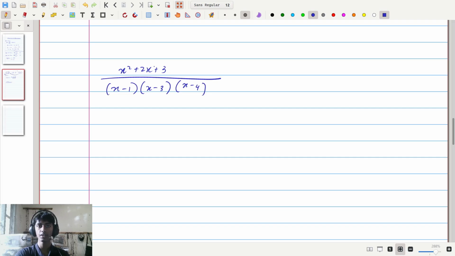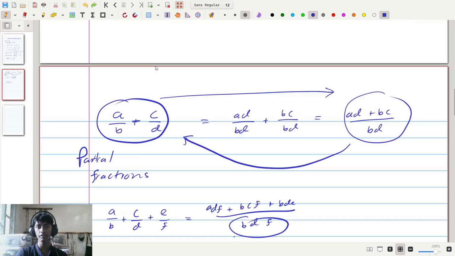In this case, we have a clear factorization on the denominator. We have one factor of x minus 1, another factor of x minus 3 and another factor of x minus 4. Recall that our goal in partial fractions was to have this denominator, which is a compound thing, factorize it into its smallest components and then write something divided by one of the components plus something divided by another one of the components all the way down.